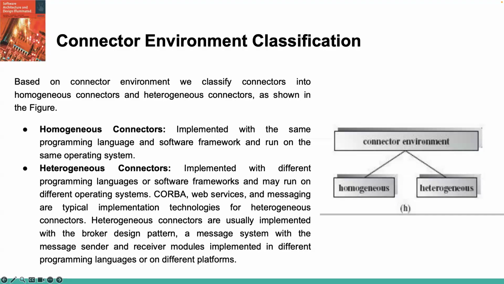For example, think of two co-workers using the same tools and languages to communicate. They work in the same office, they use the same software, they speak the same language. This makes the communication fast and easy without the need for translation or extra steps. In software, homogeneous connectors are common in systems where all components are developed with a unified technology stack.